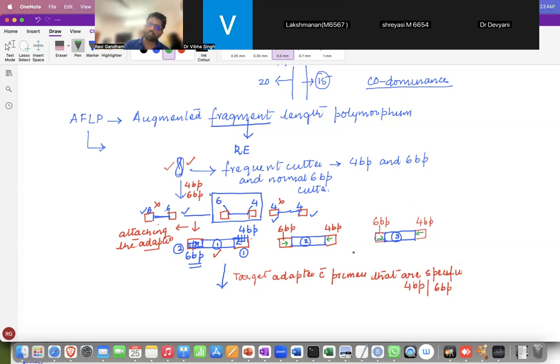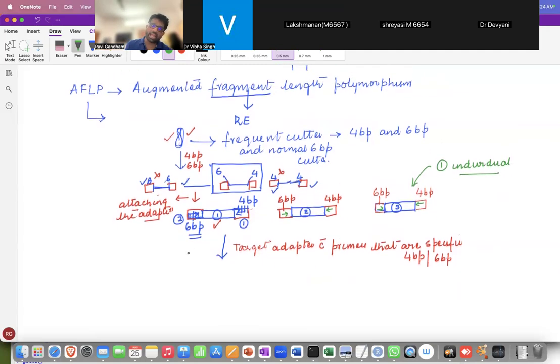By amplifying all these different fragments, what are you identifying? You are identifying the difference in the individuals across. This is in one particular individual, right? This, when you are looking at, is only in one individual. In the second individual, again, you have a different set of fragments, and the same procedure follows. You are attaching.